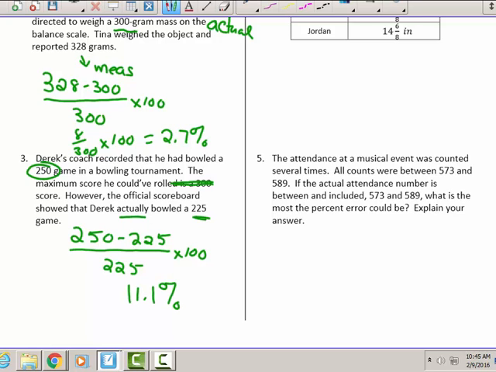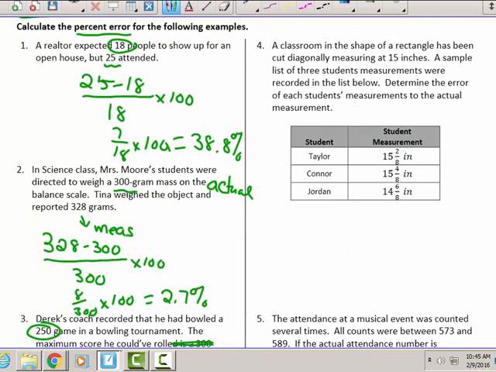All right, over here. So a classroom is in the shape of a rectangle, has been cut diagonally, measuring at 15 inches. A sample list of 3 students' measurements were recorded in the list below. Determine the error for each student's measurement to the actual measurement. So our actual is supposed to be 15 inches. All right, so we'll do Taylor's. So we have 15 and 2/8 minus 15. I always subtract so that I have a positive value. Divided by 15 times 100.